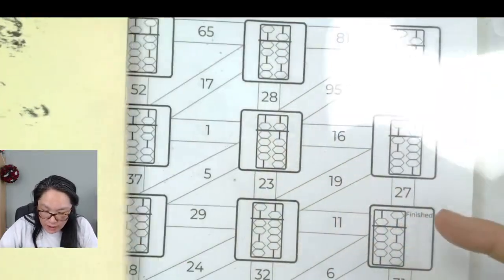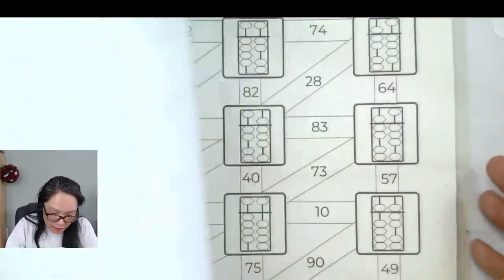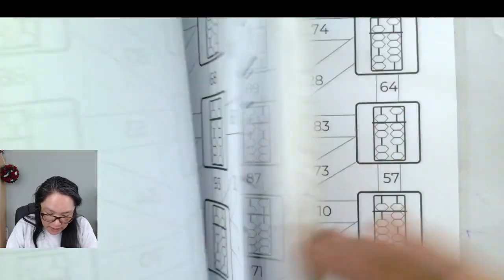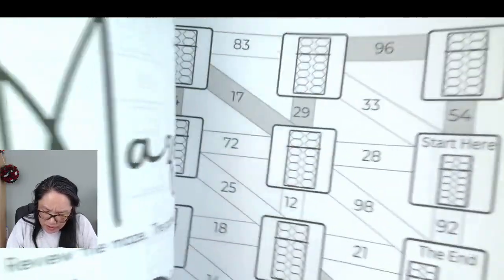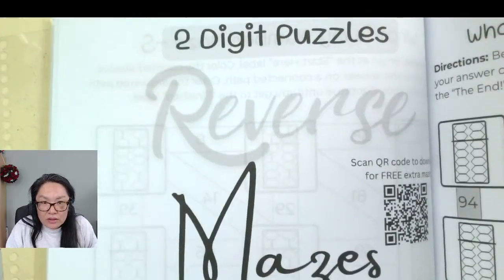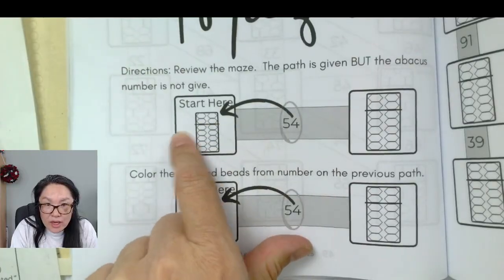And if you wanted extra, I do have extra mazes available. There's a QR code I added, and there's an explanation. So here's the explanation of what the reverse maze is. I give you the answer, and then you have to color in the thing. So I'm trying to give you as good an explanation as possible, if that makes sense. So that's what it is.